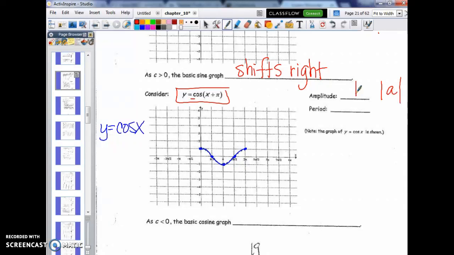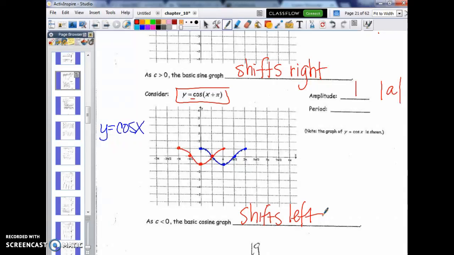Some of you might have an idea of what this is going to look like from thinking about the graph above. But this graph is going to be looking like this. So we see as c is less than 0, the basic cosine graph shifts left.